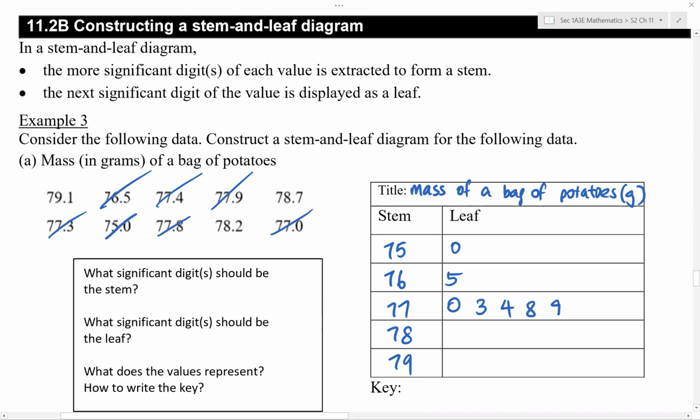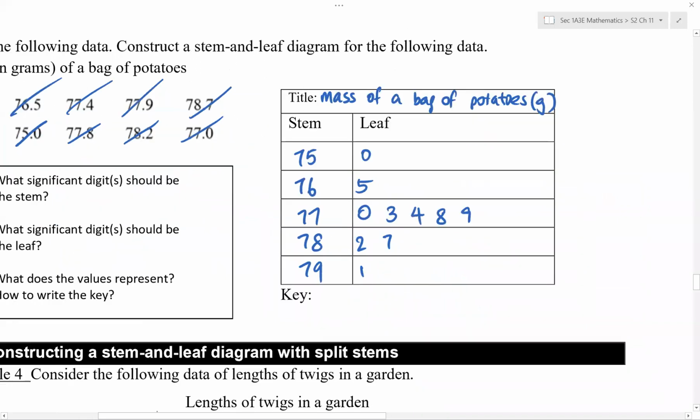And then we move on to our 78s. 78.2, 78.7. Finally, our 79.1. For the key, for example, you could write 75 with a stroke 0 means 75.0. This is where you put in the decimal. And 75.0 grams.